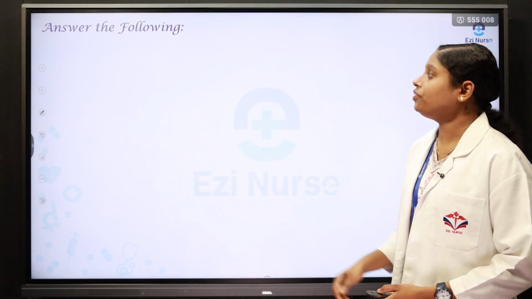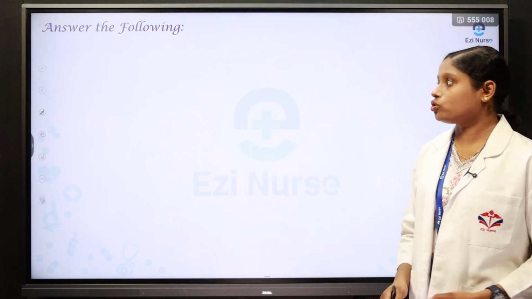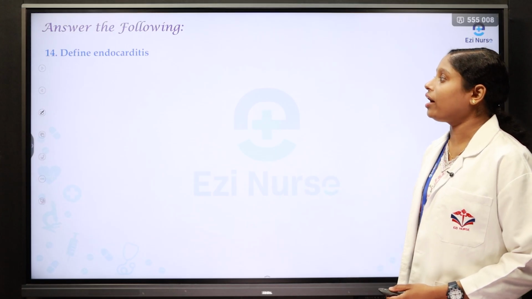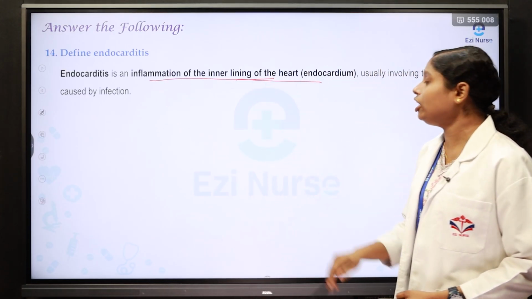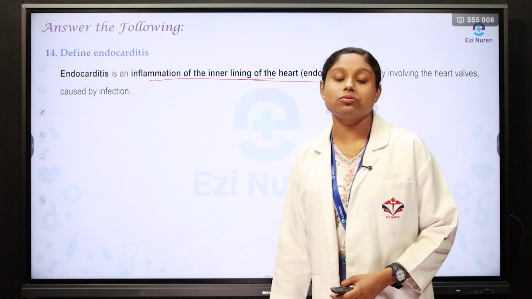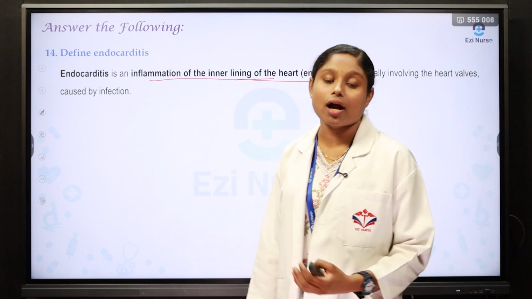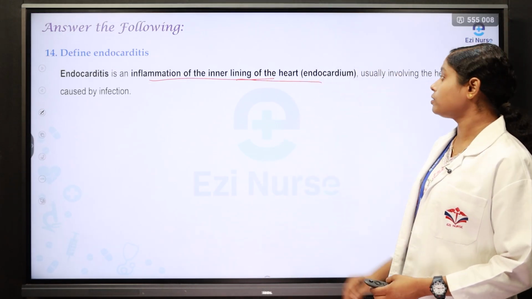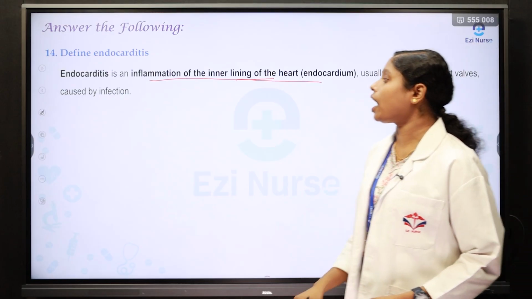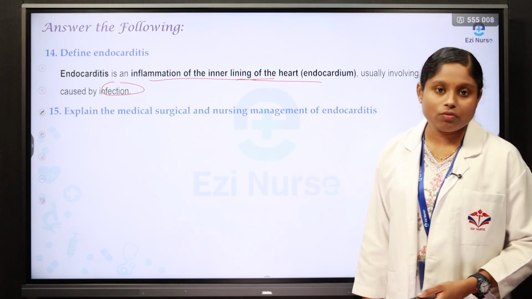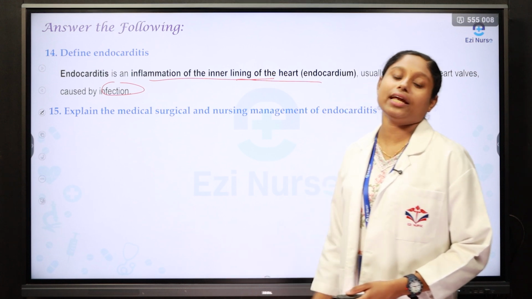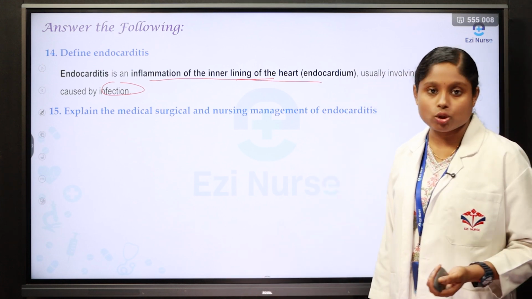So the next question we will see, answer the following questions. The first one is define endocarditis. So what is endocarditis? Inflammation of the inner lining of the heart, that is the endocardium. It's known as endocarditis, usually involving the heart valves, caused by infection. The next question is explain the medical, surgical, and nursing management of patients with endocarditis.